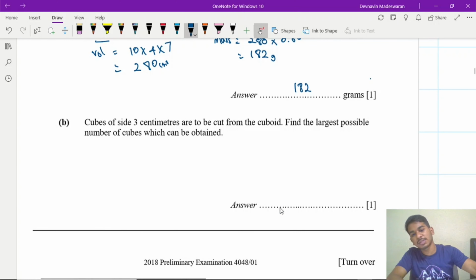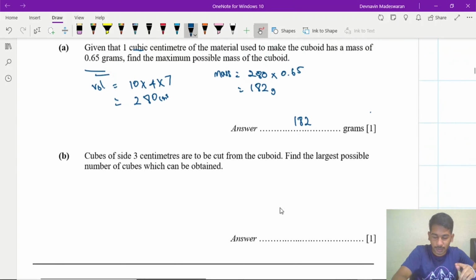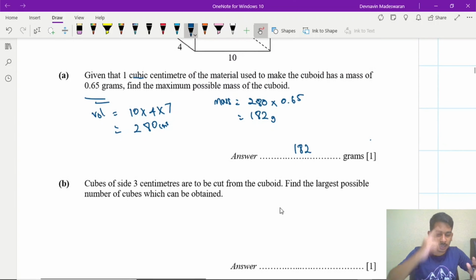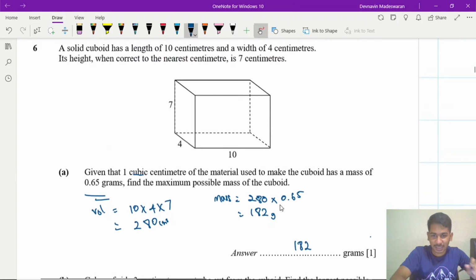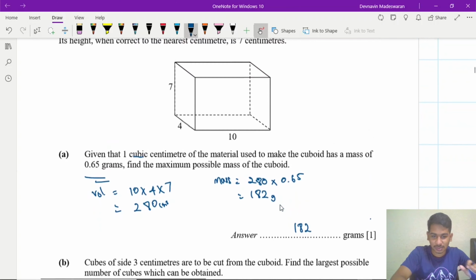Cubes of size 3 cm are to be cut out from the cuboid. Find the largest number of cubes that can be. Yeah, this was what I was worried about. I thought the first part A was about finding the size or something, but no, it was just straightforward.